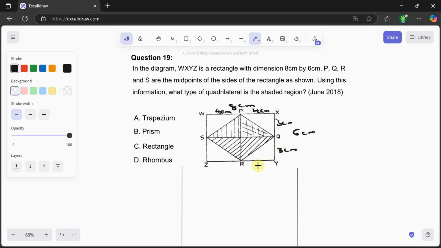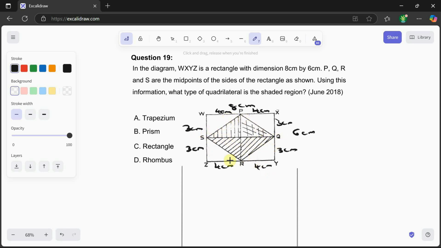Likewise, this will be 4 cm, this will be 4 cm, this will be 3 cm, this will be 3 cm. So you can see 4 and 3, 4 and 3, 4 and 3, 4 and 3. So you can assume that these sides will always be the same length. And that is the characteristic of a rhombus, that the lengths of these sides are the same, right? And you can see it's always shaped like this, right?